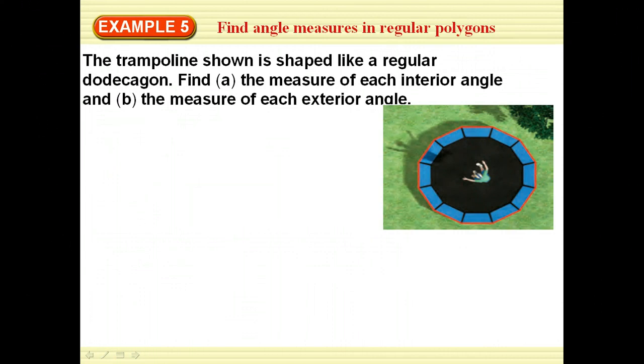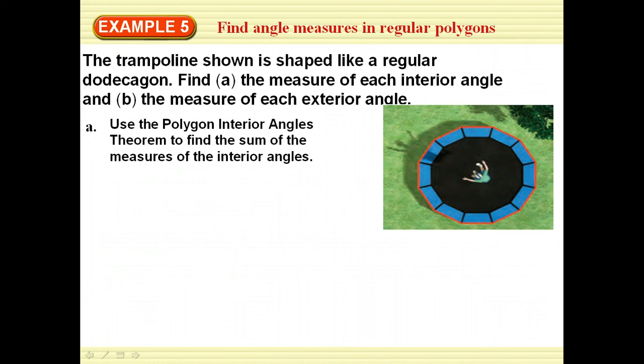Example 5, the trampoline shown is shaped like a regular dodecagon. You have to remember how many sides is a dodecagon. Well, a decagon is 10, the dodecagon is 12. So we will say n minus 2 times 180, so that's 10 times 180, or 1800.